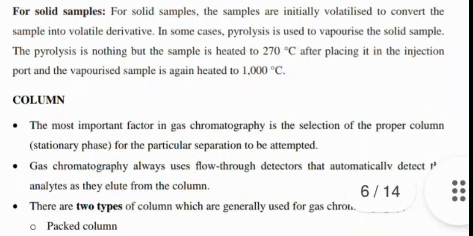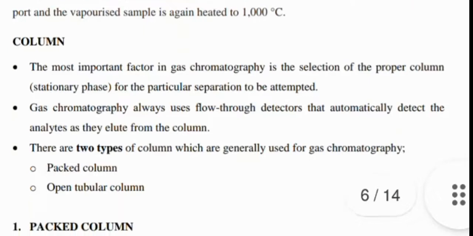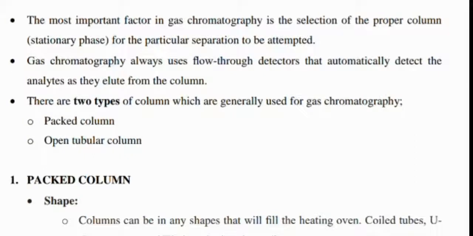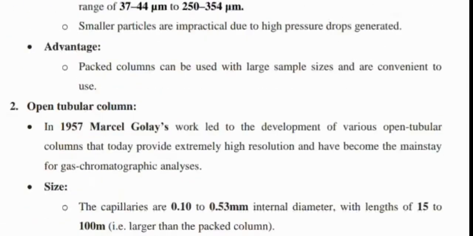For solid samples, the sample is initially volatilized to convert it into a volatile derivative. In some cases pyrolysis is used to vaporize the solid sample. Pyrolysis is where the sample is heated to 270 degrees centigrade after placing it in the injection pot, and the vaporized sample is again heated. Next we see what the columns are. The most important factor in gas chromatography is the selection of the proper column, which holds the stationary phase for the particular separation to be attempted. Gas chromatography always uses flow through detectors that automatically detect the analytes as they elute from the column. There are two types of column, packed column and open tubular column.